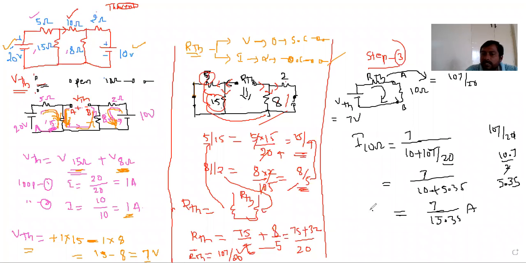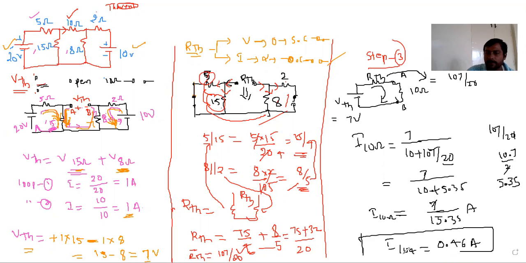You may have calculators. By using a calculator, if you find this, you will get the answer: the current through the 10 ohms is equal to 0.46 amps. This is the answer which is asked.